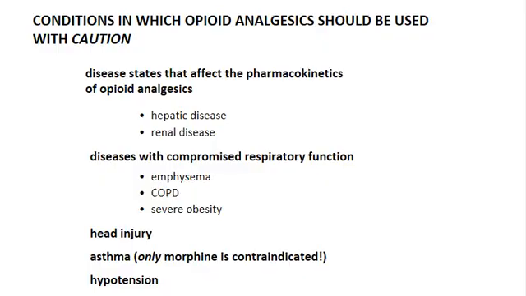Other conditions that you should be aware of are both hepatic and renal diseases. Both of these disease states can affect the pharmacokinetics of opioids, as well as diseases with compromised respiratory function. So patients with emphysema, severe COPD, maybe even really severe asthma, severe obesity. These are very important things to remember in terms of managing patients with opioids. Of course, head injury as well. We want to make sure the patients don't have any traumatic brain injury or head injuries. And the asthma component is really specific only to morphine, I should point that out. And then, of course, persistent hypotension.